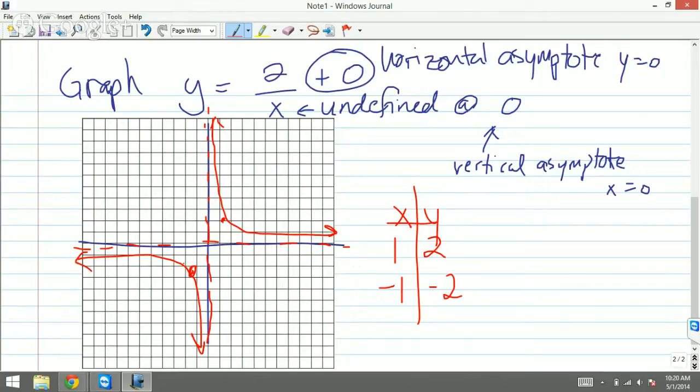Okay. That's it. So you're identifying the asymptotes, checking the orientation, and you're good to go. We're not getting really detailed on this one.